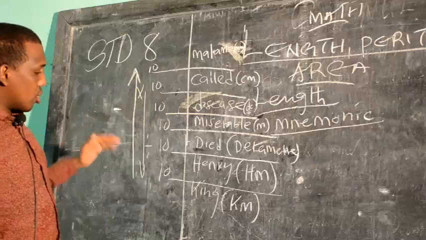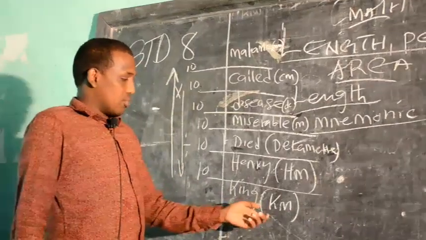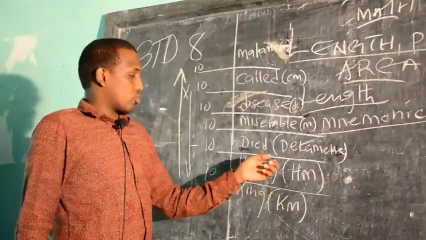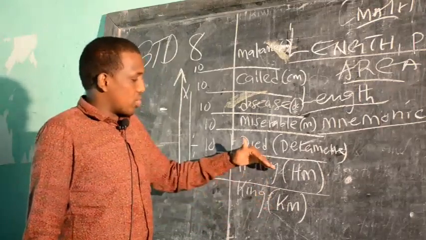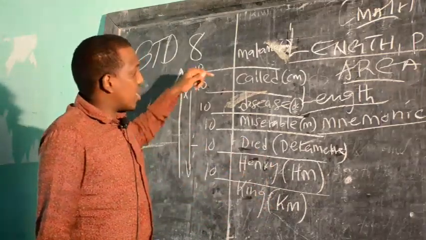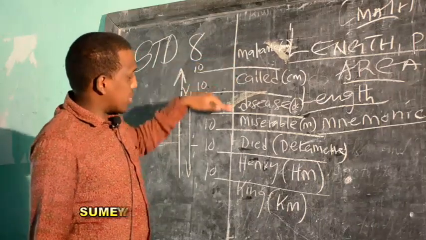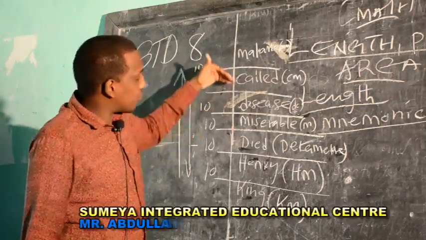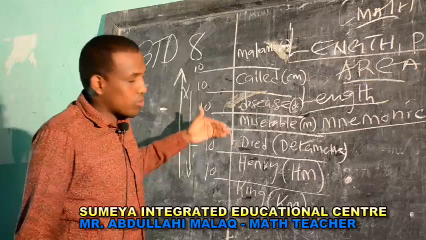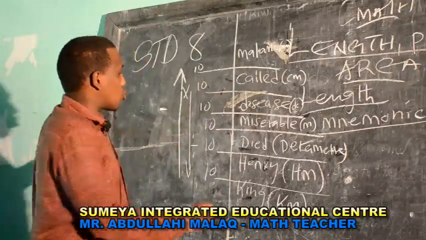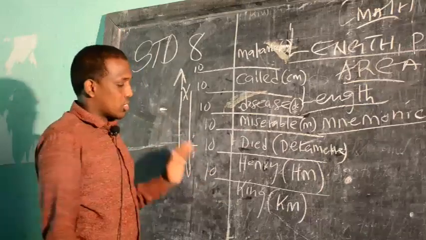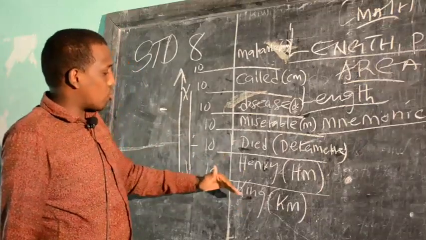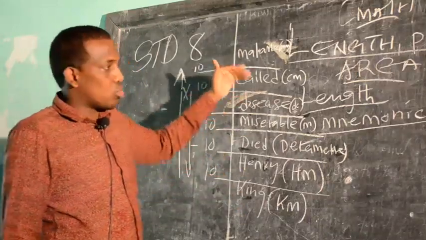That's how we solve. For example, from kilometer to hectometer, I'm going up. So when I go up from here to here, I multiply. When I'm coming from centimeter to meter, I'm coming down, I'm descending. When I'm descending, we divide. So going up, we multiply. Coming down, we divide. That is how we solve.